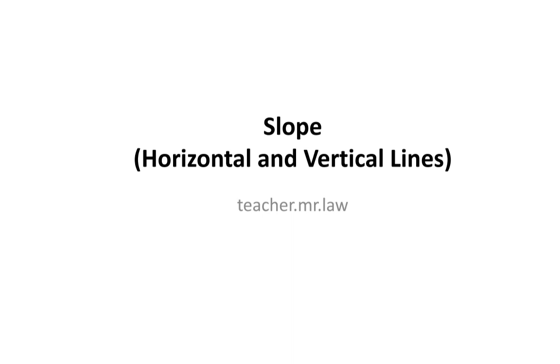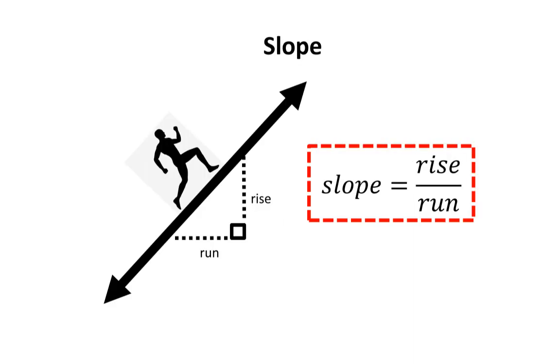In today's lesson, we'll be learning about slope with a focus on horizontal and vertical lines. In a previous lesson, we learned that slope describes the steepness of a line. To find the steepness of a line, you can draw a right triangle underneath that line. The height would be the rise and the base would be the run. Slope would then be equal to rise over run.